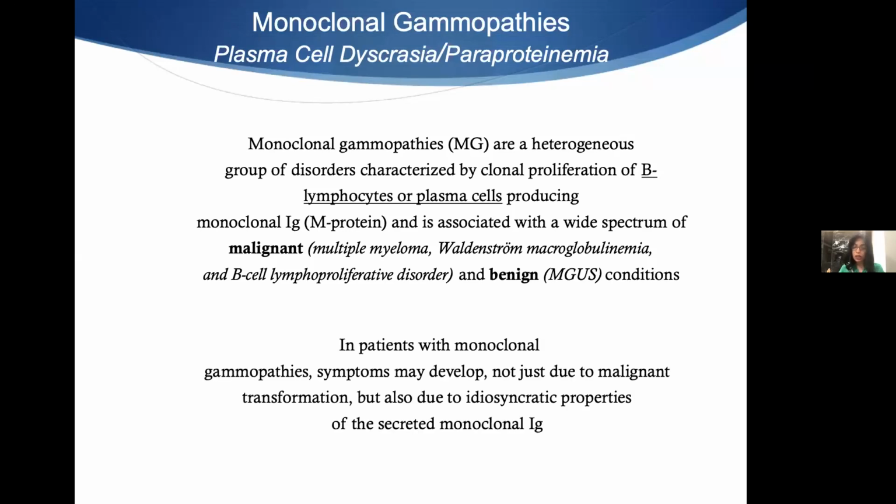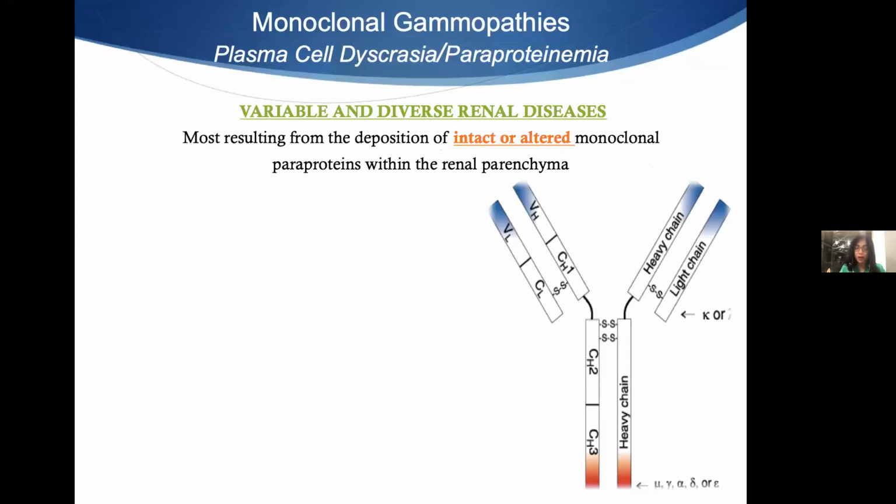In this group of patients with monoclonal gammopathies, symptoms do not only develop because these patients have malignant transformation, but they develop also due to the properties of the secreted monoclonal immunoglobulin itself. And this is a very important point to understand. So the disease is not because of the malignant transformation these patients could have, it is rather due to the properties of these secreted monoclonal immunoglobulins. And hence, these patients have variable and diverse renal diseases. All of this group of diseases we group under this term, which is monoclonal gammopathies.